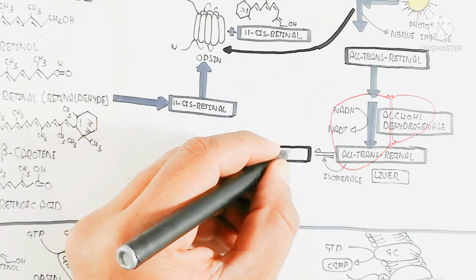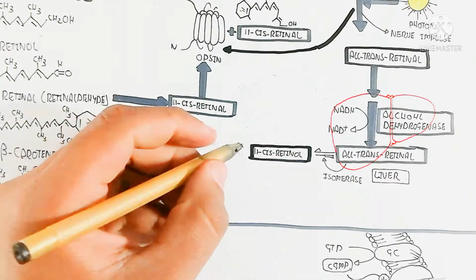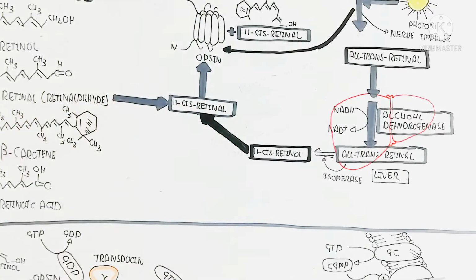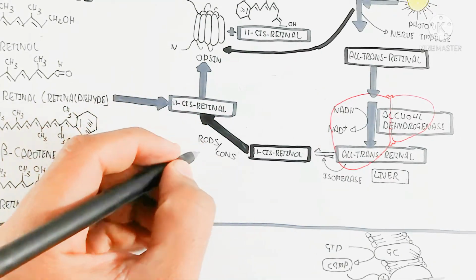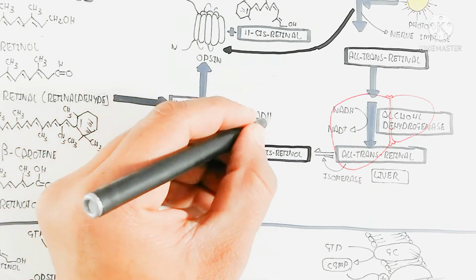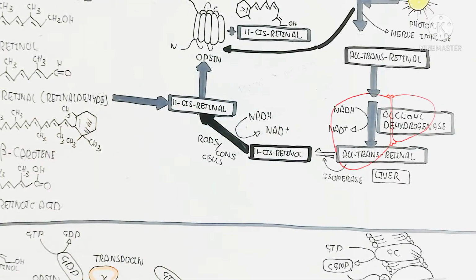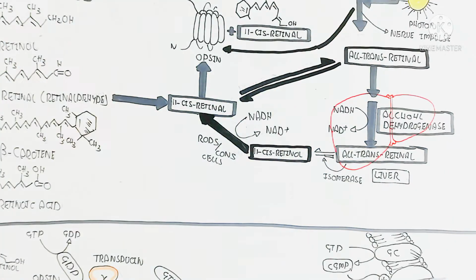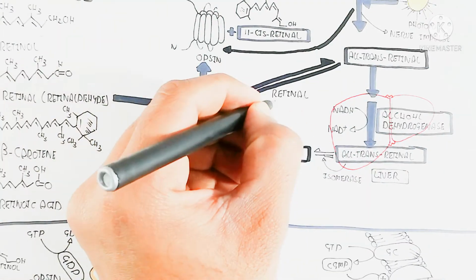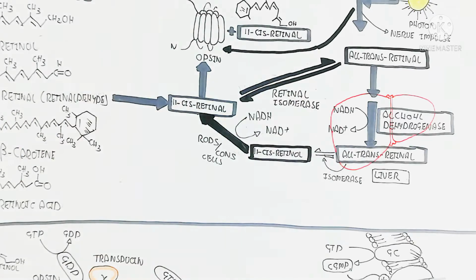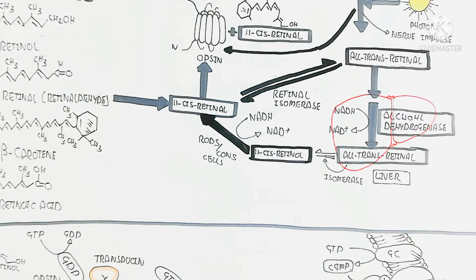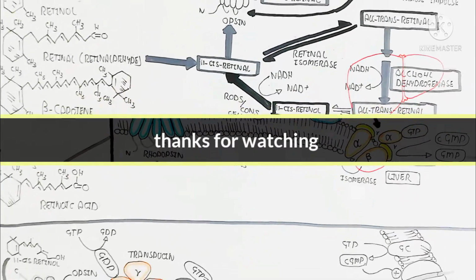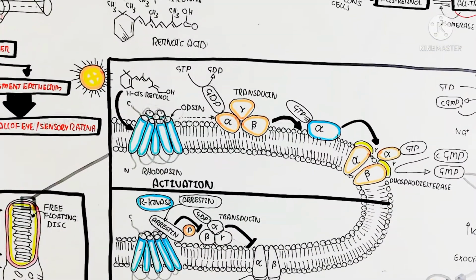Retinol means the hydroxyl group is present, which is the alcoholic group. After this, here are the rod and cone cells. When 11-cis retinol enters the rod and cone cells, NADH is oxidized to donate the proton to become 11-cis retinal. This conversion also occurs via a retinal isomerase enzyme. In this way, all-trans retinal will convert, and the cycle will occur again.